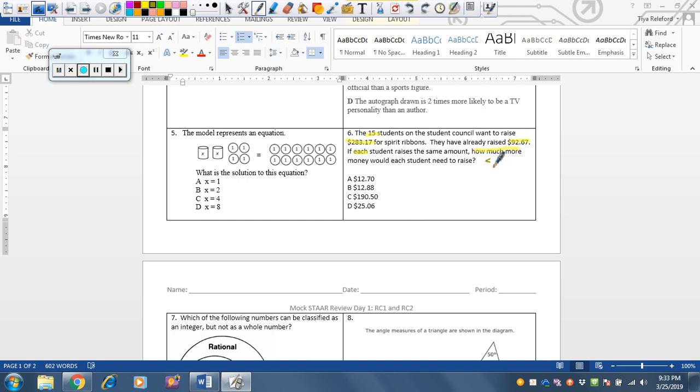How much more means you're going to subtract. Each student means you are going to multiply or divide. So if they already have 92, they don't need to raise that. So you need to subtract that from the $283 they need. And then you need to know how many each student needs to raise.